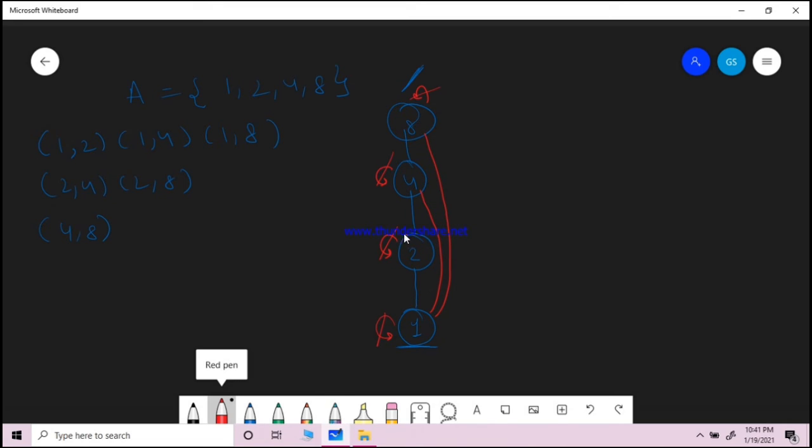In the same way, 2 is connected to 4, and 2 is connected to 8 is also true. What are these? These are transitive edges that I am avoiding. I'm not writing them. If I'm saying 1 to 2, 2 to 4, 4 to 8, then 1 and 8 are already connected. You don't have to draw the extra edges.